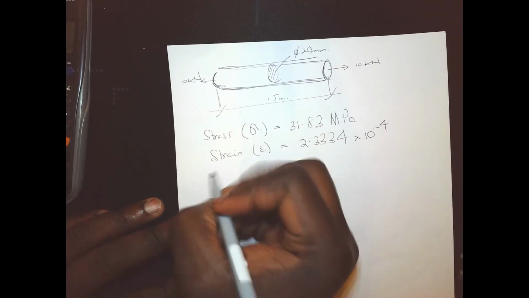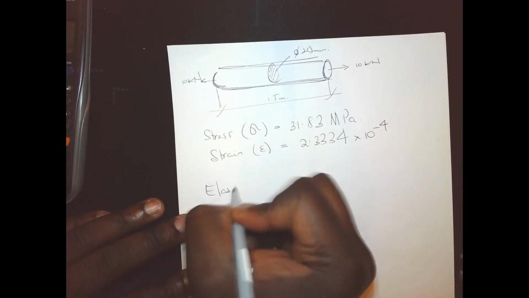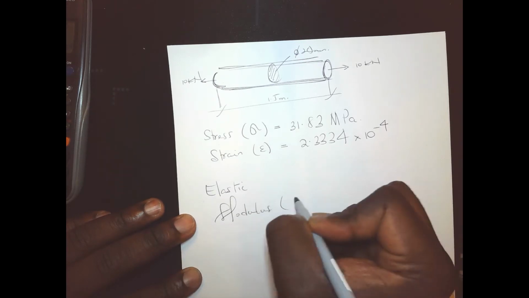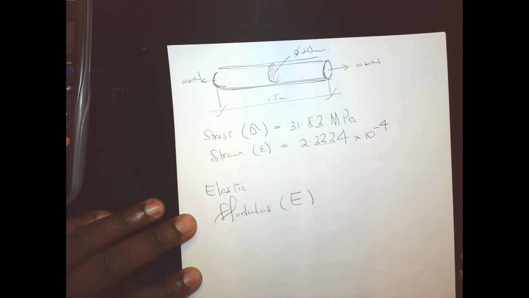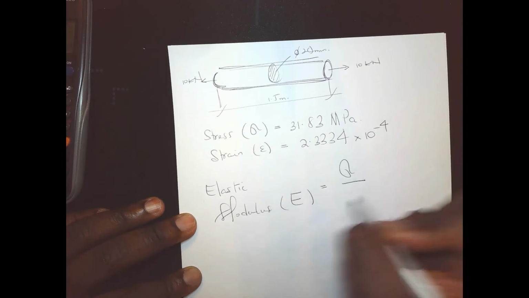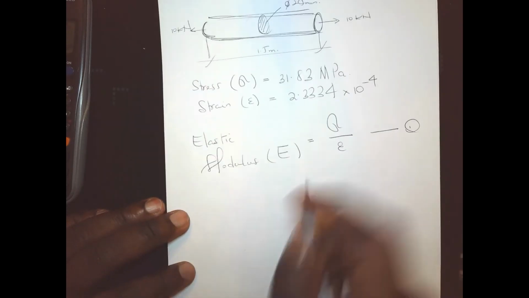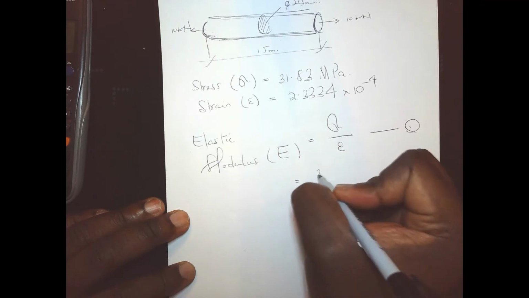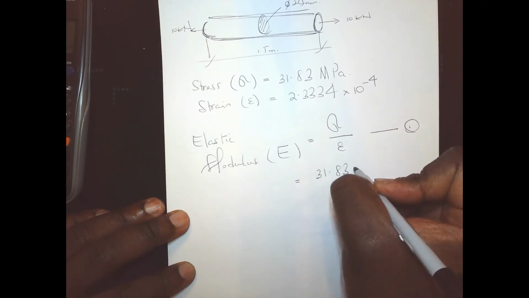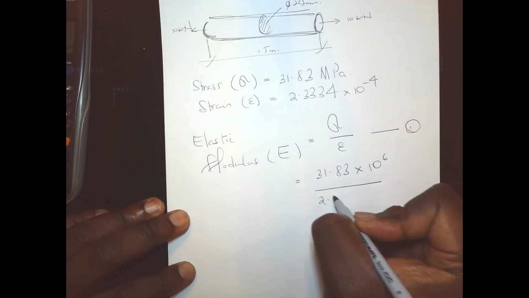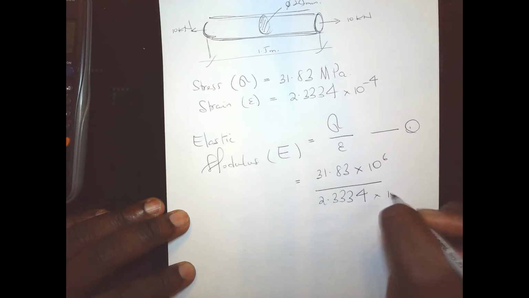So how do we calculate the elastic modulus? The elastic modulus is characterized by E, so don't forget that the elastic modulus is the same as the Young's modulus. That's equal to the stress divided by the strain. So let's call that equation 1. All that we have to do here is substitute our known values into this equation. This is equal to 31.83 times, so don't forget mega is 10 to the power of 6, all divided by 2.3334 times 10 to the power minus 4.